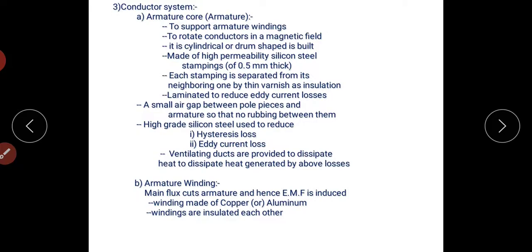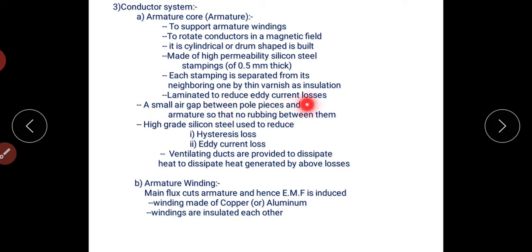So this armature core construction is cylindrical or drum shaped. It is made up of high permeability silicon steel laminations or stampings of 0.5 mm thickness. Each stamping is separated from its neighboring one by thin varnish as insulation. So the armature core is made up of a number of laminations, each separated by insulation called varnish. Generally, laminations are used to reduce the eddy current losses.